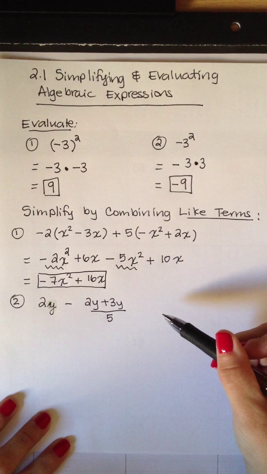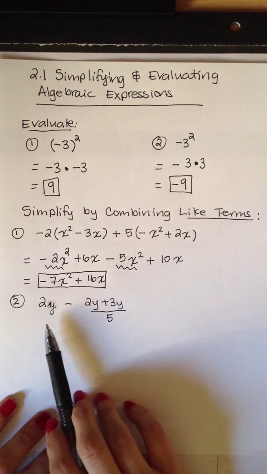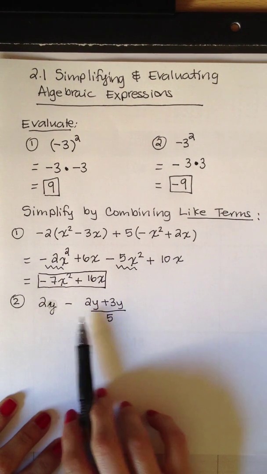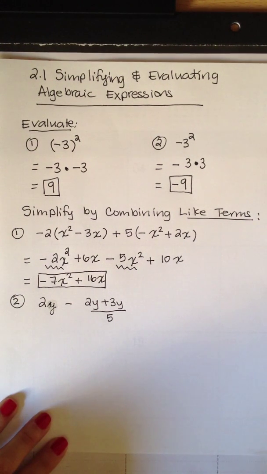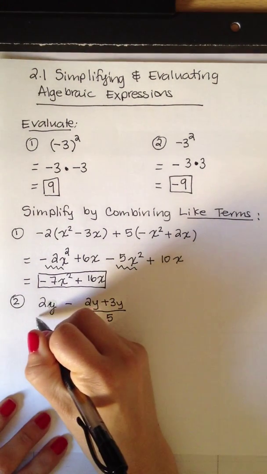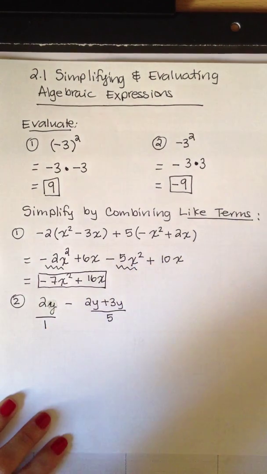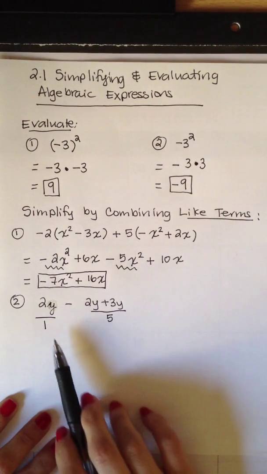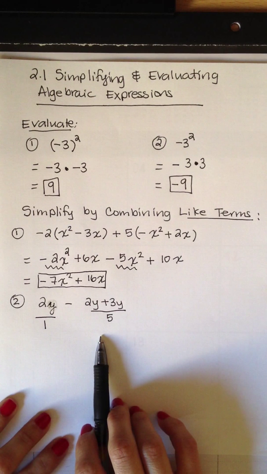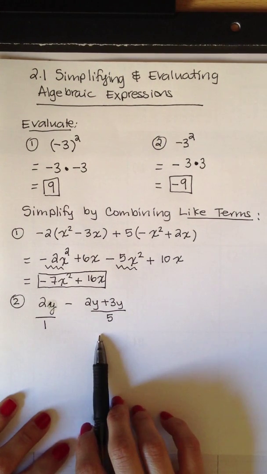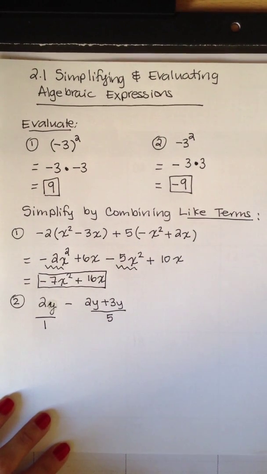Okay, next and last example, we have 2y minus (2y plus 3) divided by 5. One thing that we can do is we can write 2y over 1. Essentially, you have 2 fractions. In order to subtract fractions, we need to get a common denominator. In this case, the common denominator will be 5.